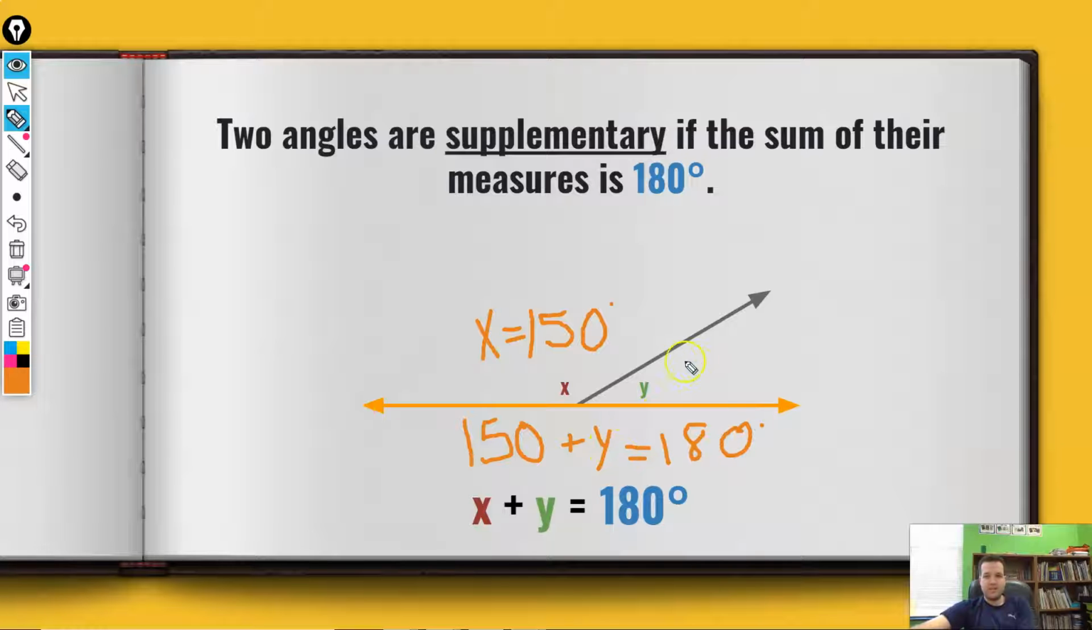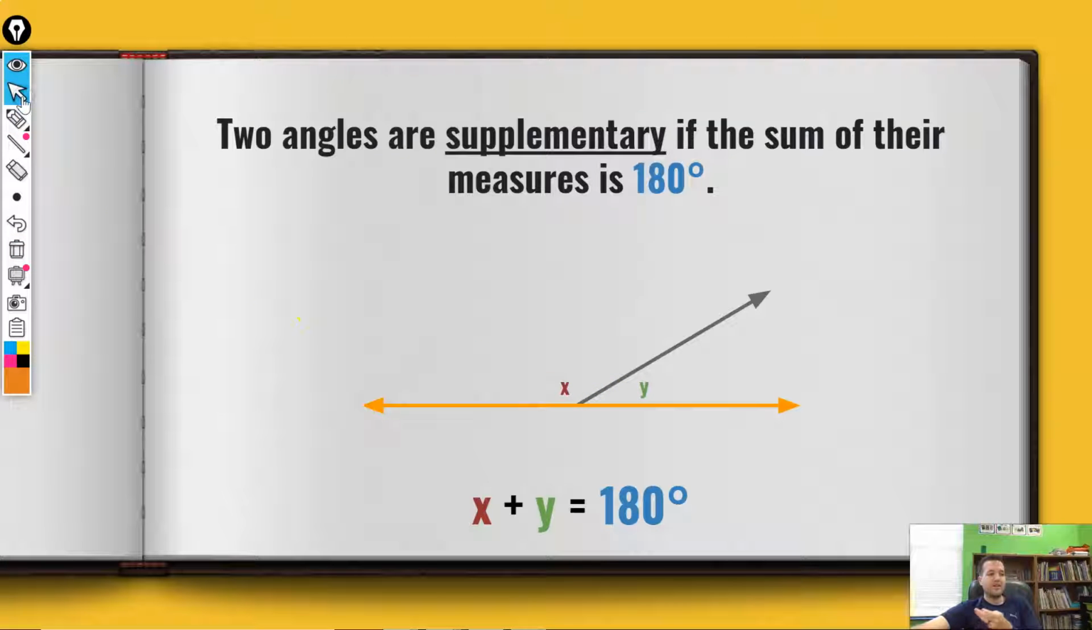And so therefore, y would have to be equal to 30 degrees. Okay, so you can use your knowledge of math and how numbers work to help you calculate an unknown angle. That's what decomposing angles is all about, or additive angles is another way of saying it.